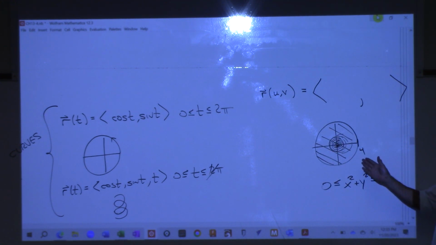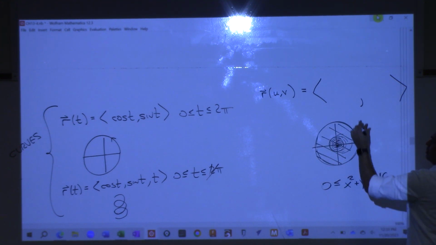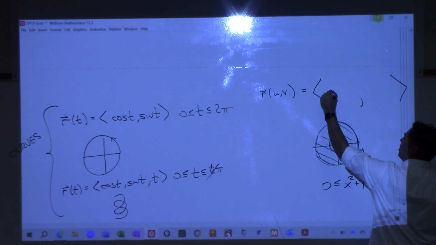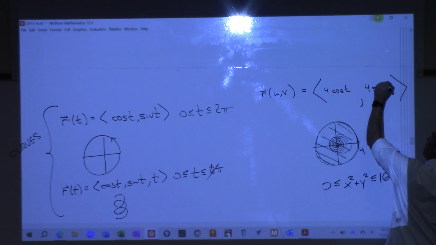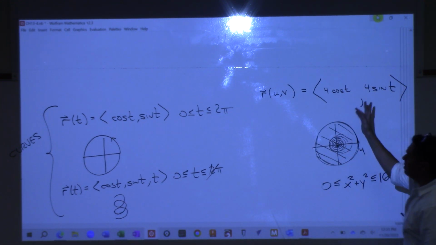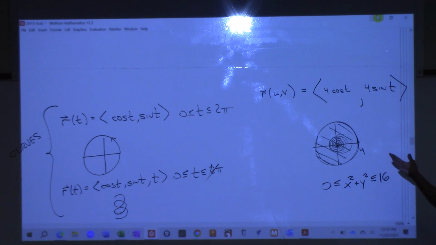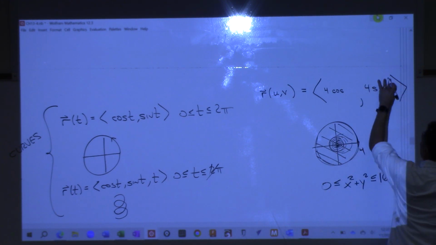Well, how would you draw me just the outside circle? You put 4 cosine t, and then 4 sine t, right? But that's what you would normally do. But see, we're not using t here. What are we using? u and v, right? So, okay, I'm just going to change that to u. Is that all right?